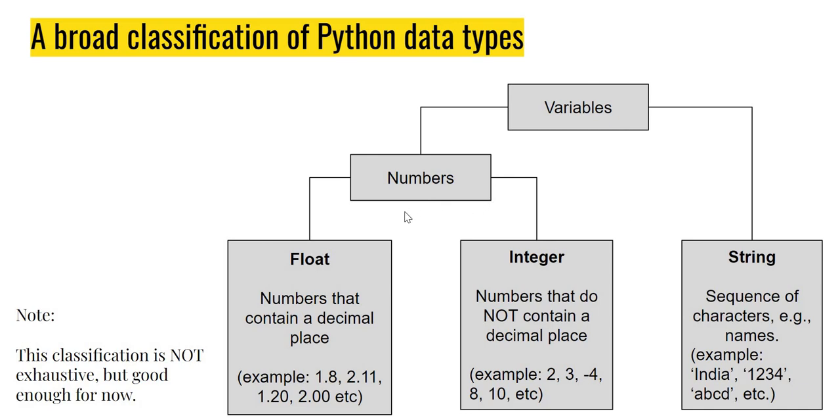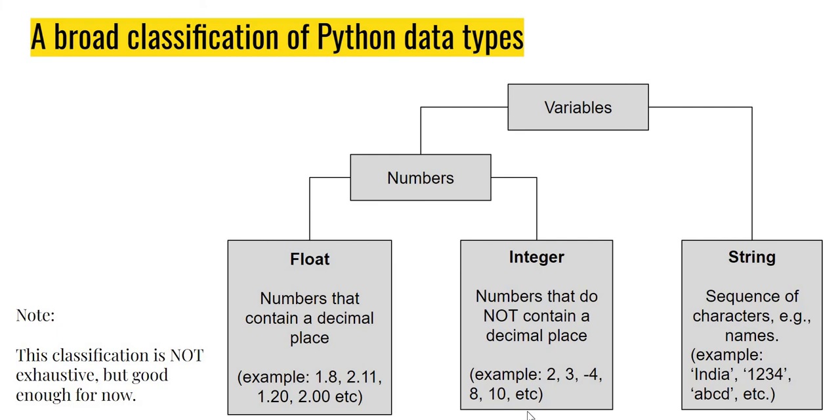Now, coming back to numbers, we again make a further classification. Does the number contain a decimal place or does it not? If the number contains a decimal place, we call it a float in Python. If it doesn't contain a decimal place, we call it an integer, right? For example, 1.8, 2.11, 1.2, 2.00, these are all floats because notice there is a decimal place over here. On the other hand, 2, 3, 8, 10, 104, -4, and so on, are all integers because they do not have a decimal place.